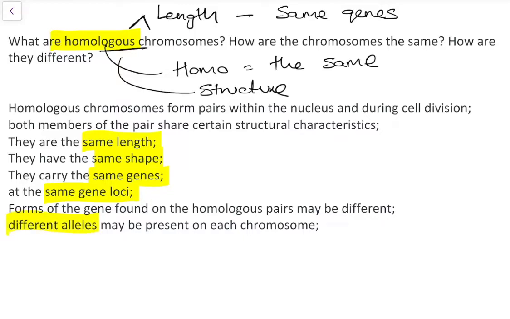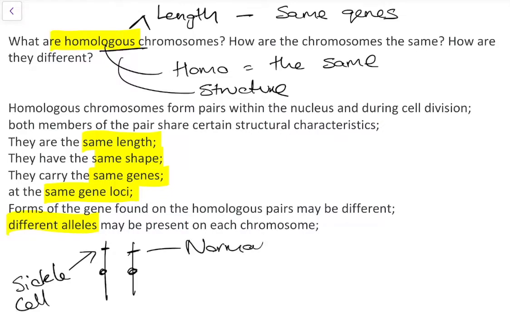So an example of this would be one person could have one working copy of the gene for hemoglobin. So one could be the normal copy, but at exactly the same location, they could have the faulty copy. So it's the gene for the same thing, and this was the gene for hemoglobin, but one of them could be working and one of them might not be.